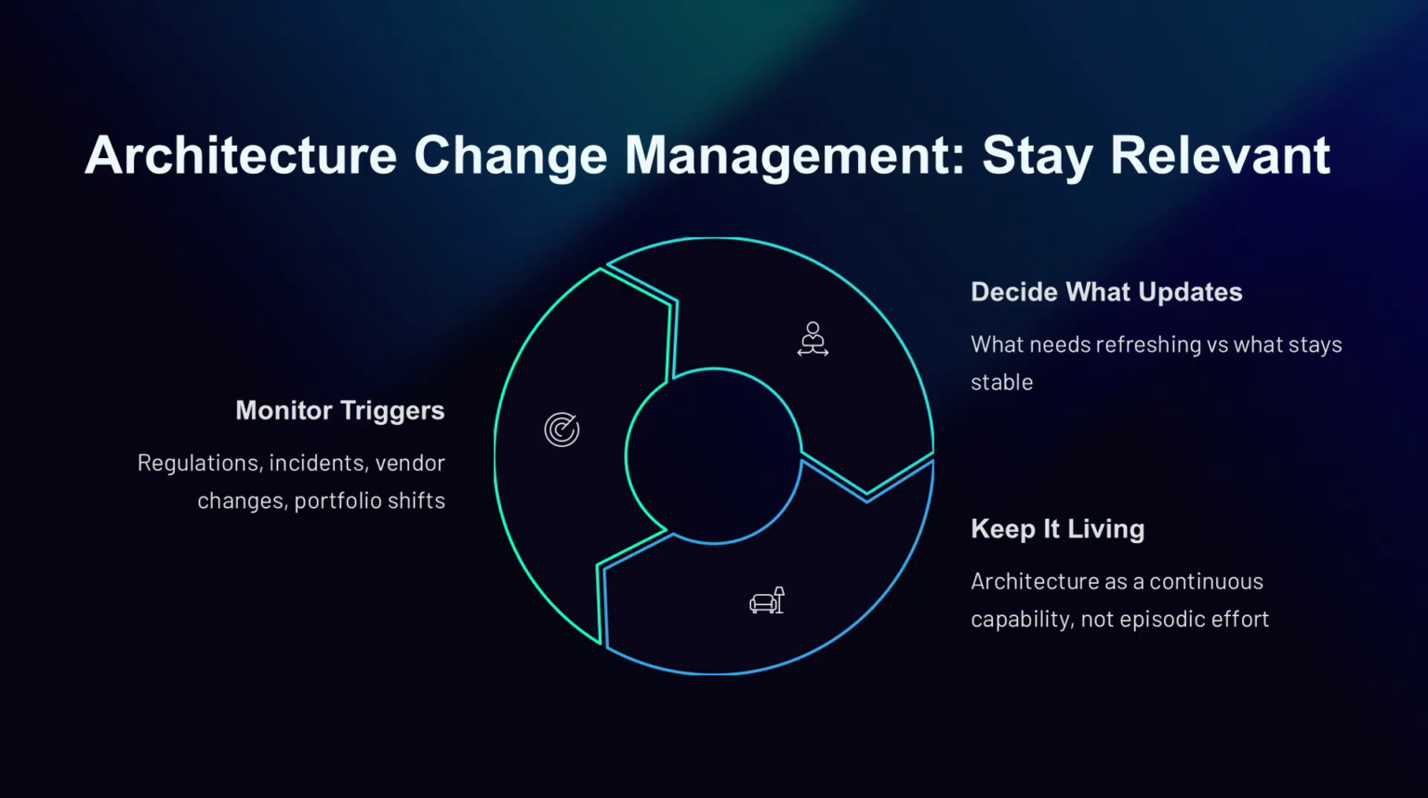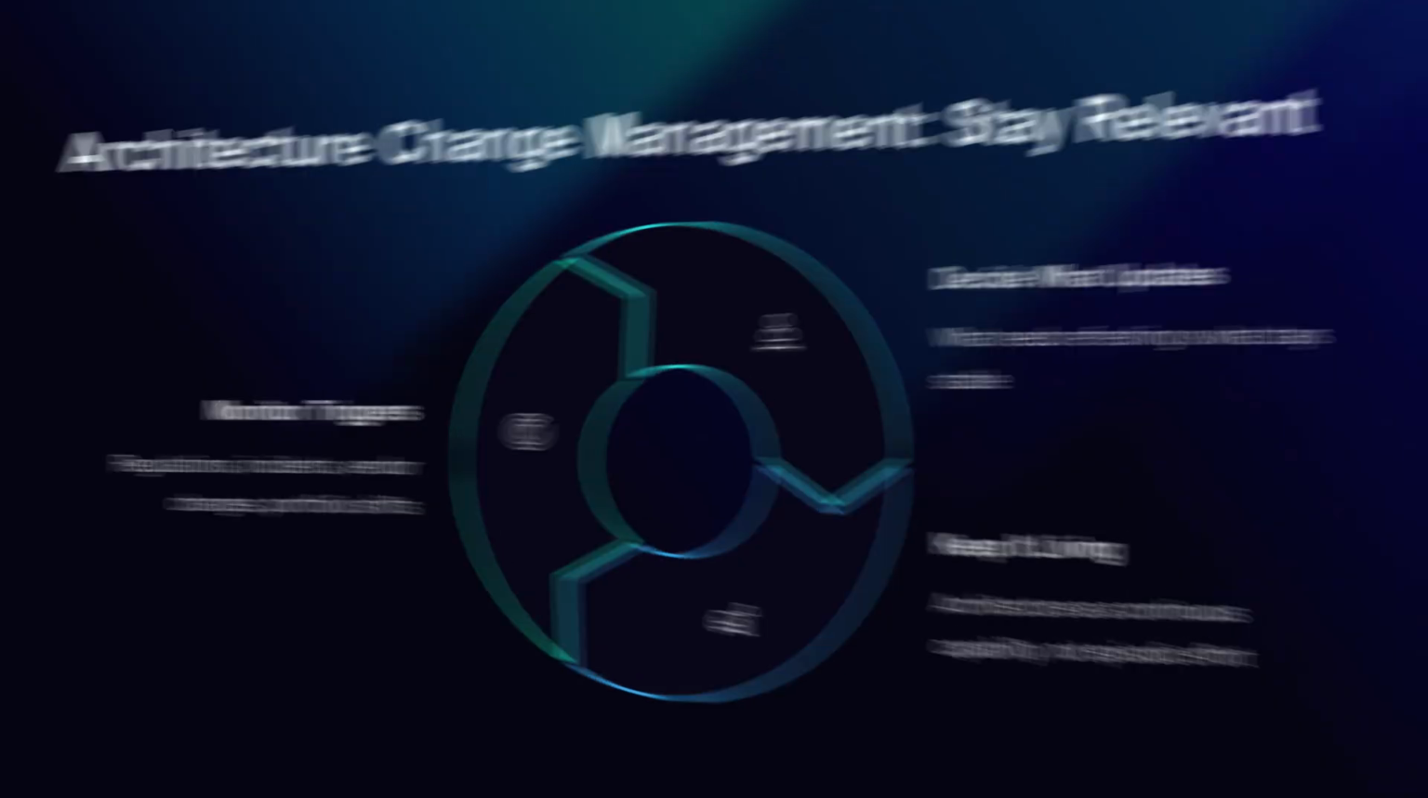You monitor change triggers such as new regulations, new incidents, vendor changes, and major portfolio shifts. You then decide what needs updating and what can remain stable. This is how the architecture development method becomes continuous rather than episodic. It keeps architecture as a living capability that guides the enterprise through ongoing change.